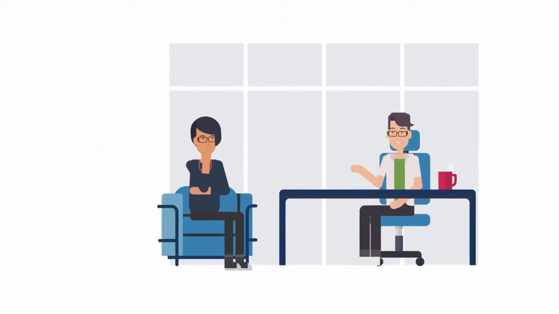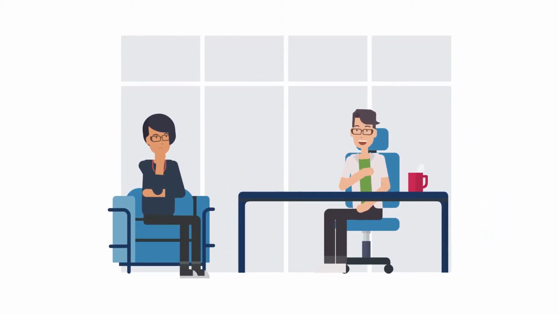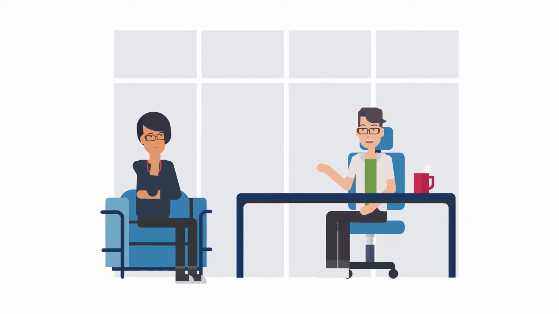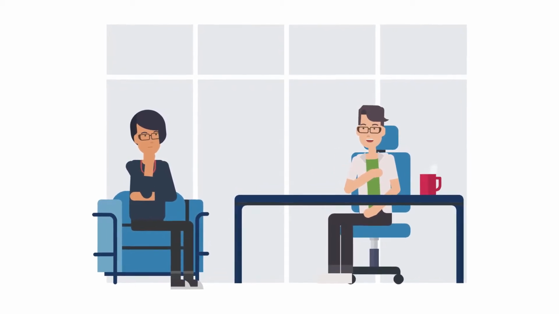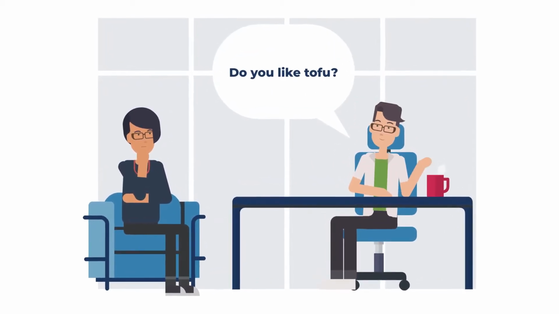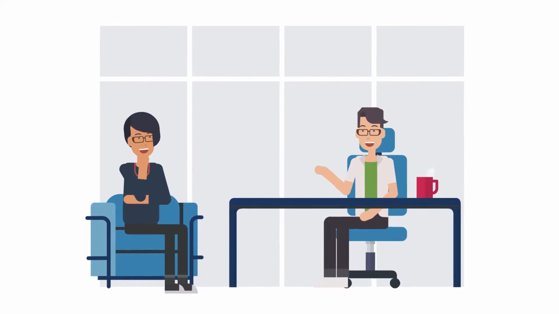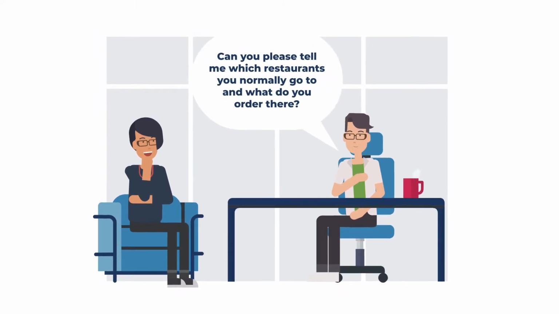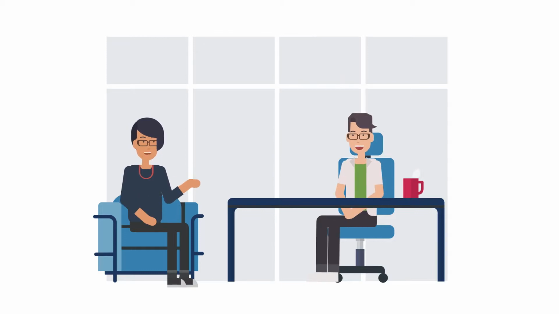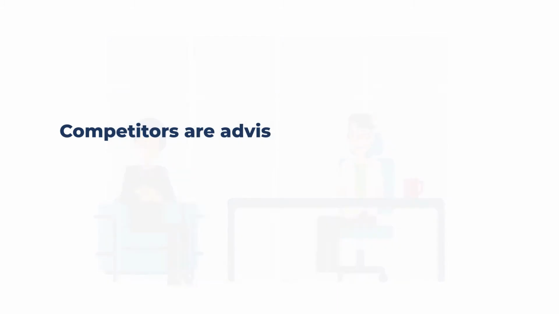For example, if you want to open a vegetarian restaurant and we would like to know what dishes our potential customers would like us to offer, we won't ask questions like, "Do you like tofu?" because this person may really like tofu, but he or she prefers something else. It would be better to ask, "Can you please tell me which restaurants you normally go to and what do you order there?" This way, people will give us much more comprehensive answers, which could also surprise us.